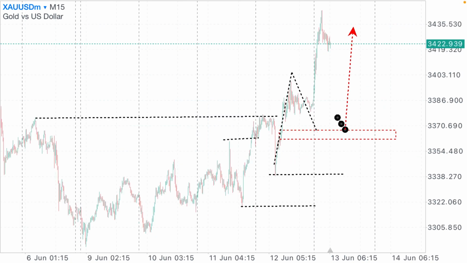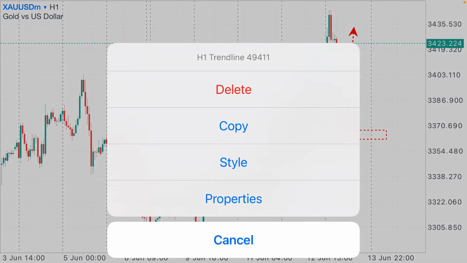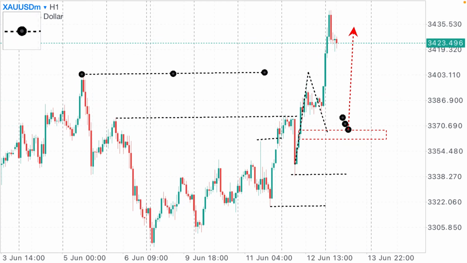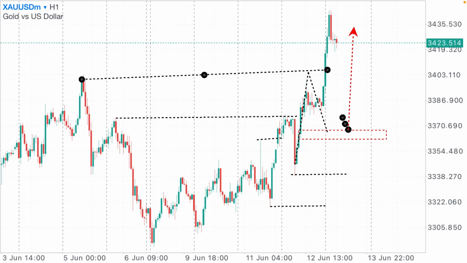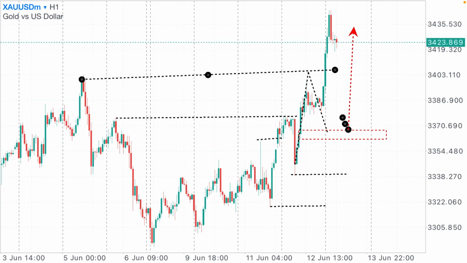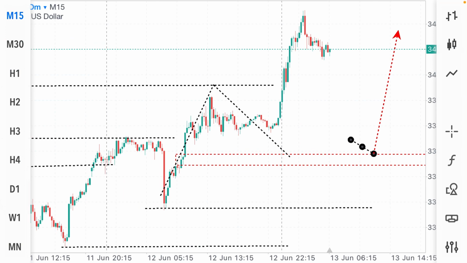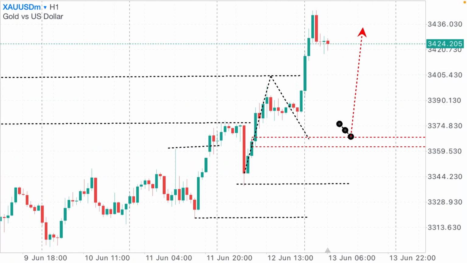My target was this high there. That was my target, because I was expecting gold to create a new higher high. Unfortunately, they didn't come back to our zone. They used the H1 base and then they bought it.